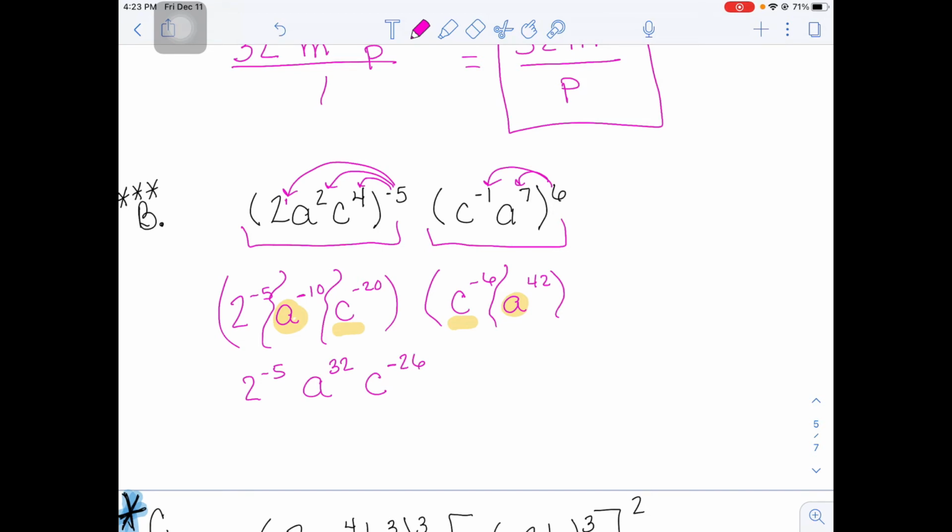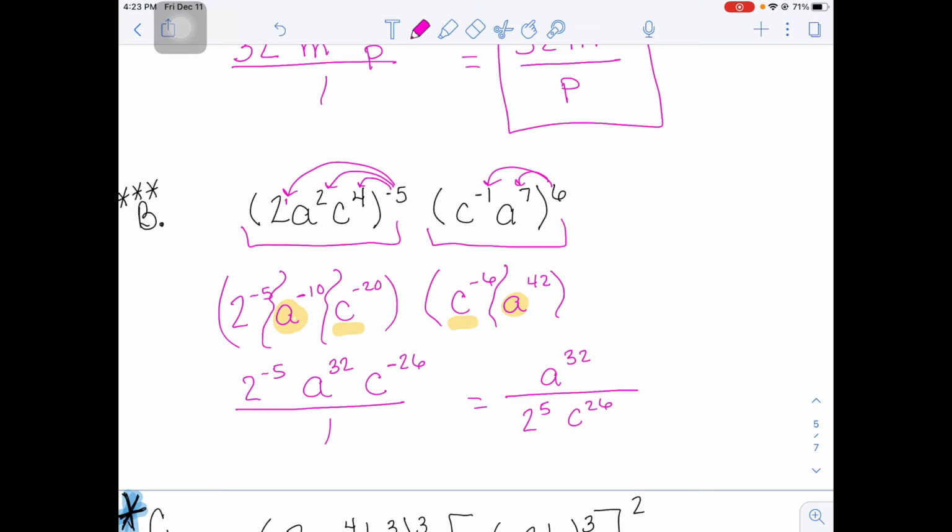Now let's see if we're happy or sad. So I always think about putting it just over a 1. And is 2 to the negative 5 happy? No. So he goes to the bottom. Is A to the 32 happy? Yes. Is C to the negative 26 happy? No. Put him to the bottom, and now he becomes positive.